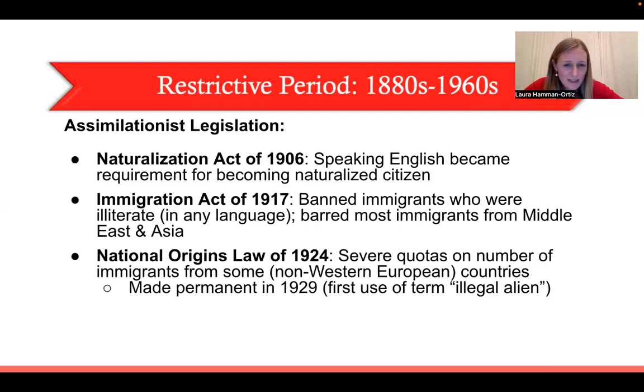So I think that's important to think about, especially for groups who say that their ancestors or their family members came here legally. Well, they may have come at a time before there were even these kind of restrictions put in place.